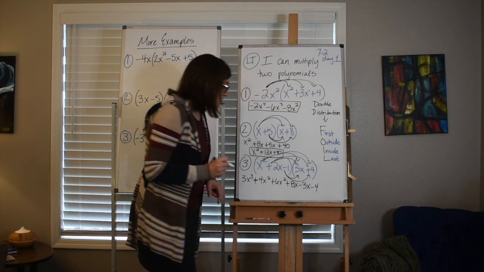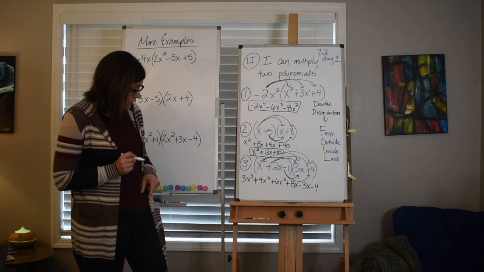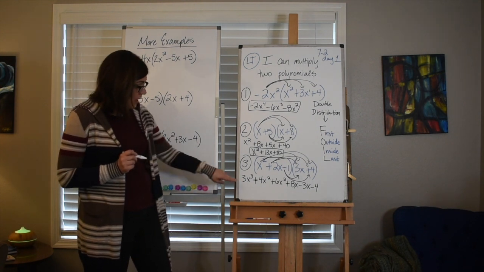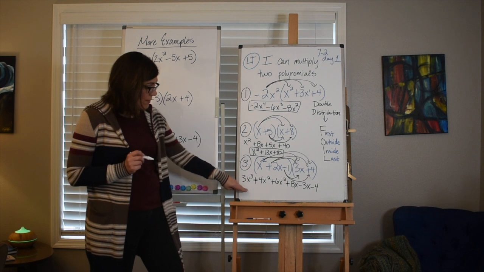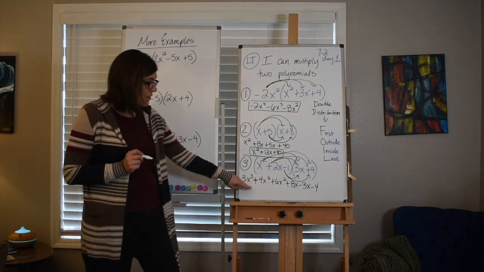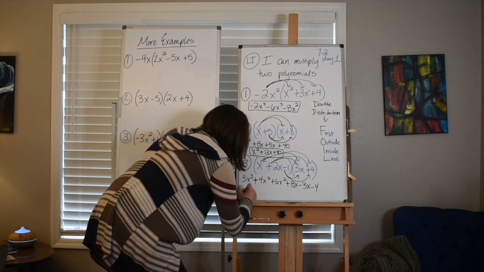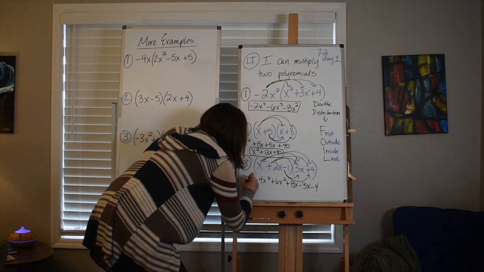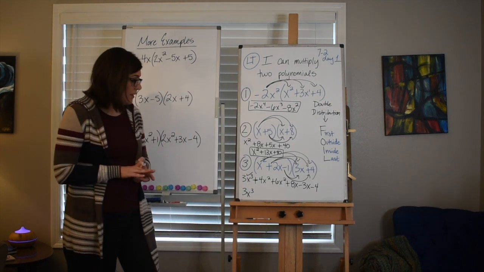Okay? We have a lot of like terms to combine here, at least a couple. We've got 3x to the third. I'm going to look down the line. Do I have any other 3x to the thirds? No, I don't. So I'm just going to bring that down, and I'm going to use the check mark method to make sure I've taken care of everything.